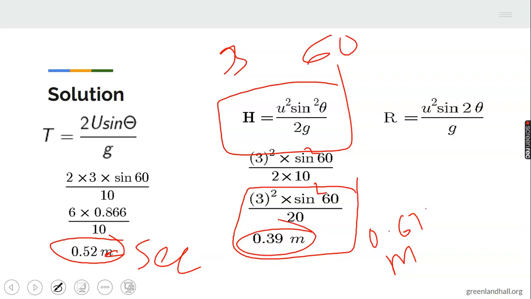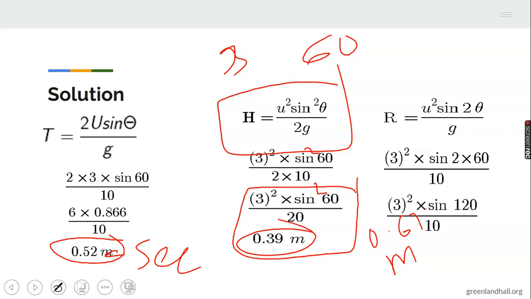Now, for the range, we have u squared sine 2 theta all over g. Like before, you input your values. This is what you have for the maximum range. That is that on that question.